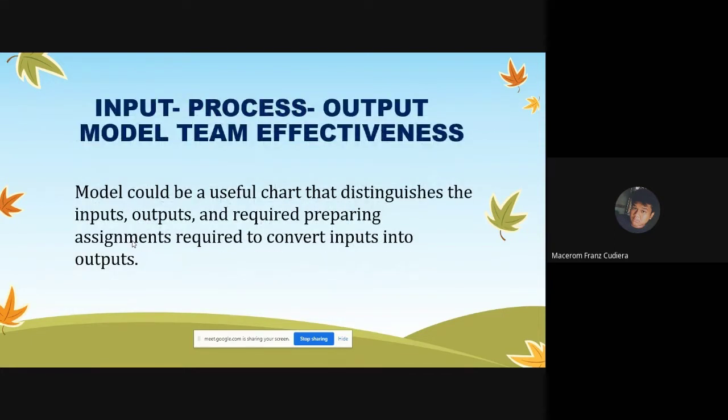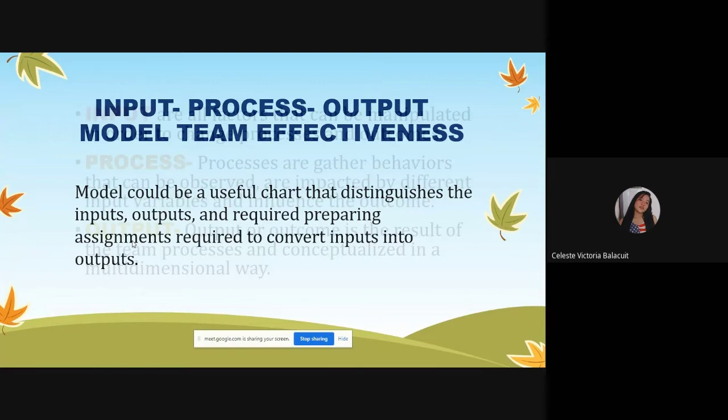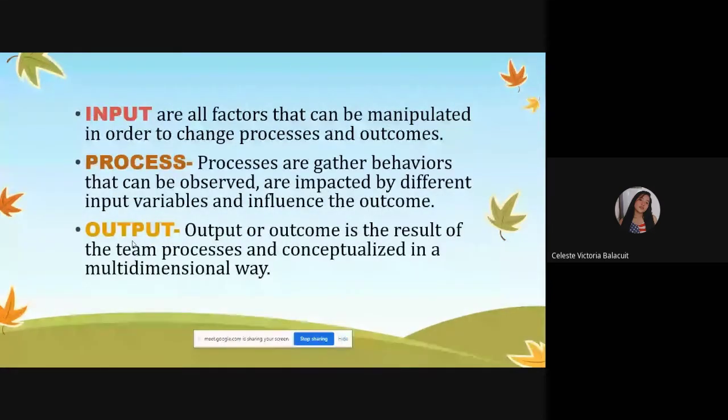Next reporter. Input-process-output model of team effectiveness. The model could be a useful chart that distinguishes the inputs, outputs, and the processes required to convert inputs into outputs. The input-process-output model of effectiveness is a framework for organizations to accomplish work through teams and to understand how the teams perform and how they maximize their performance.